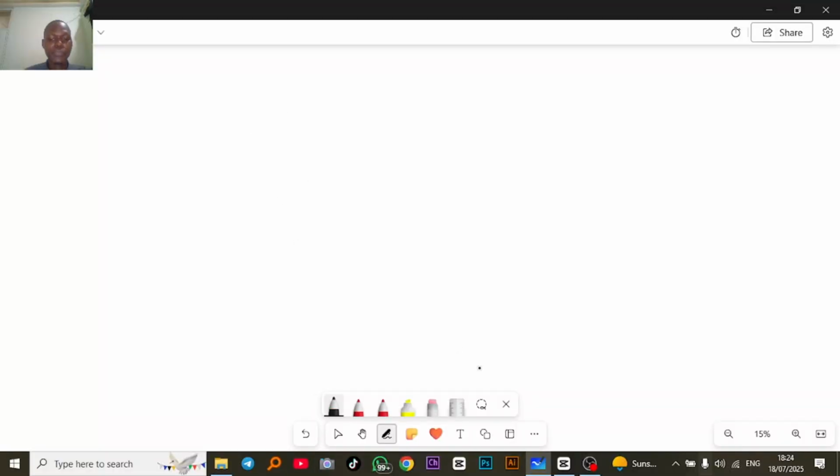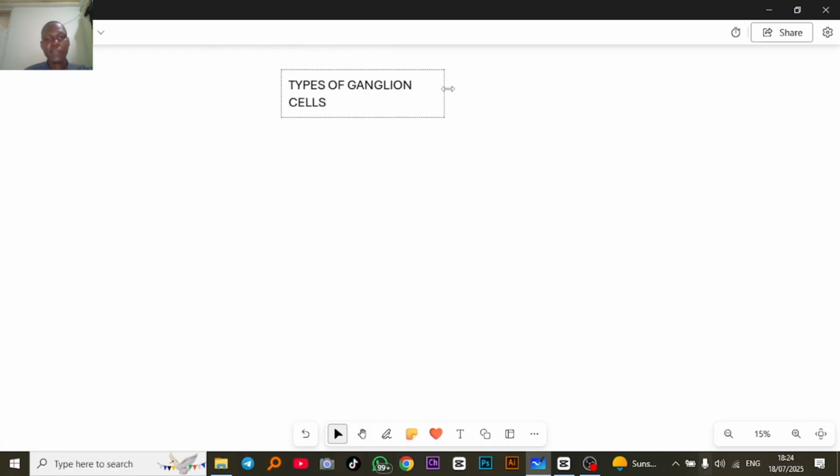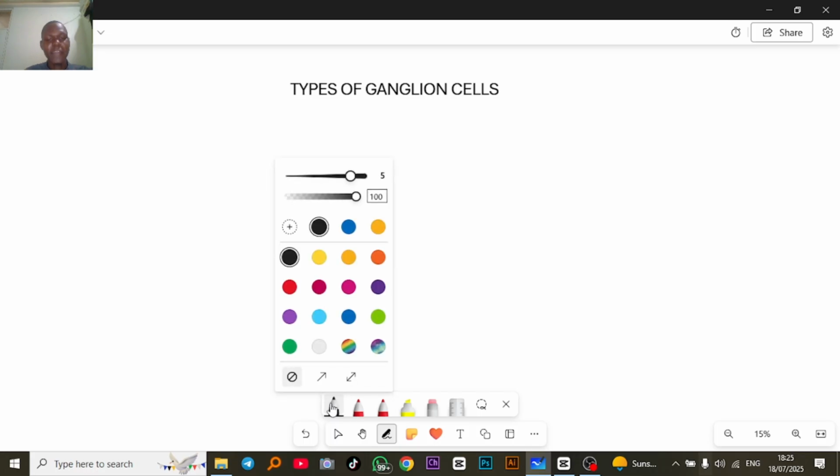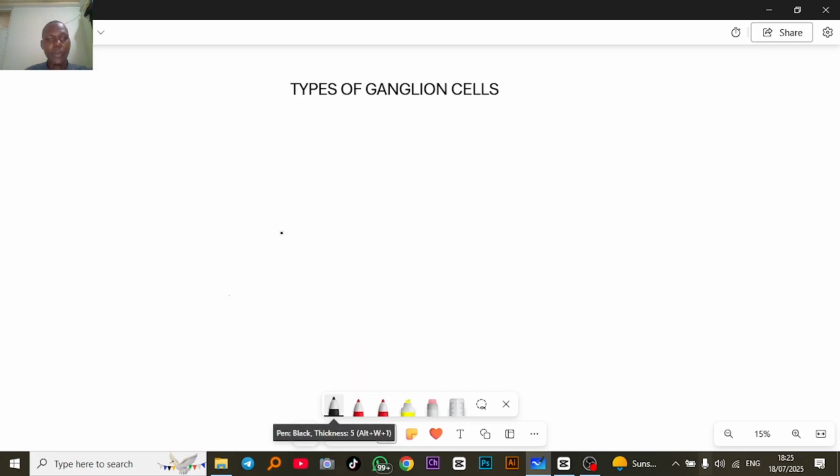Ganglion cells. So in this particular part, we are going to look at types of ganglion cells. So this is what we are looking at, the types of ganglion cells. I want to inform you that according to the textbooks I've read, they talk about different types. There are about 6. I don't know how these guys identify them and group them, but this is how we are going to handle them.